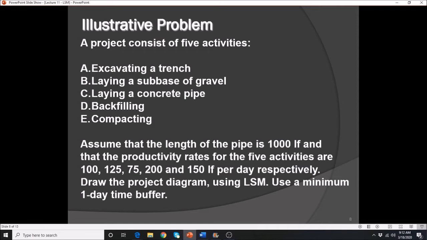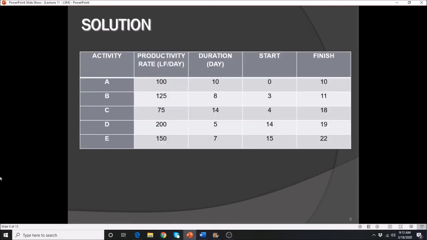Now we are asked to create a diagram, and the problem specifies that there must be a 1-day time buffer, a separation either on the start or on the end of a given activity, so they must be separated by at least a 1-day buffer. To do that, below this slide there are explanations, so I want you to open your PowerPoint, or your handouts and supplementary document, that will guide you on how we calculate those numbers.